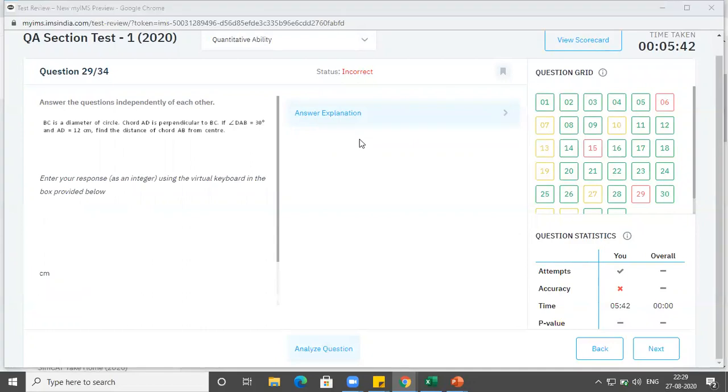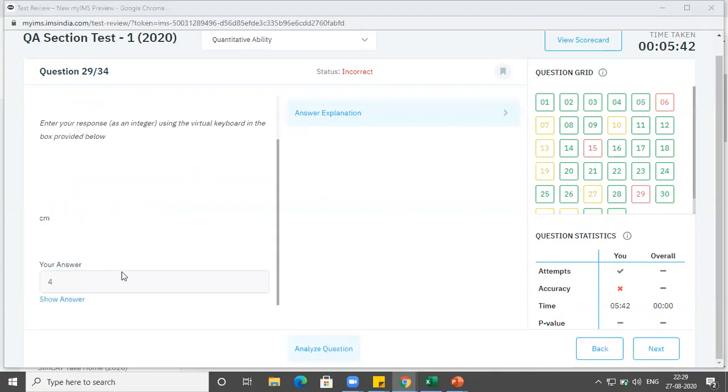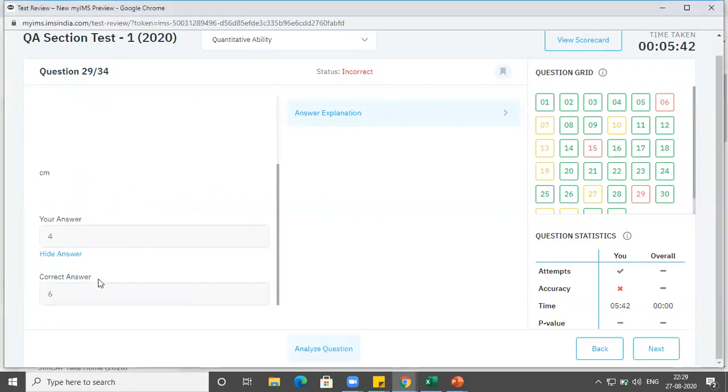Oh, there you go. Geometry question. We were expecting this to be wrong. What is the answer to this? Let's check this out. Your answer, show answer. Okay, close. We'll see later what happened here. Okay, cool. So this was it, guys.